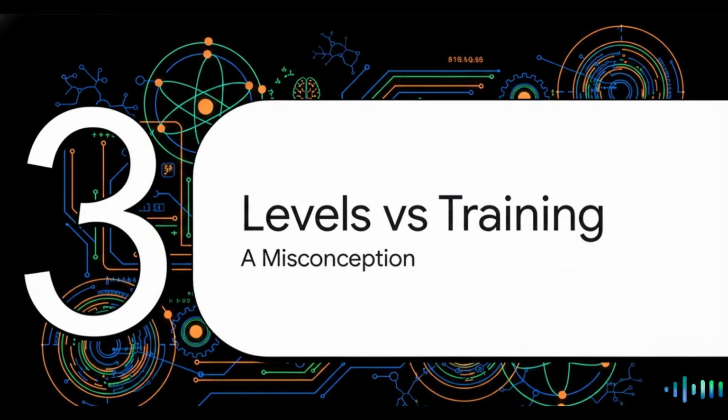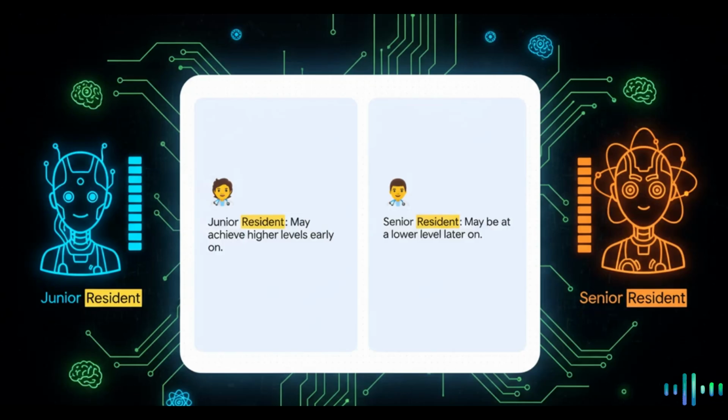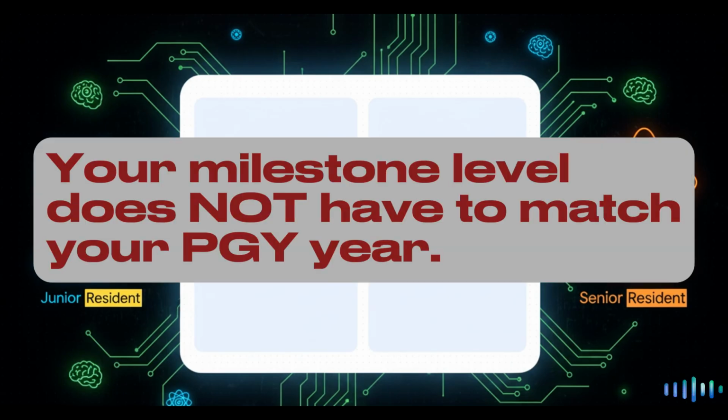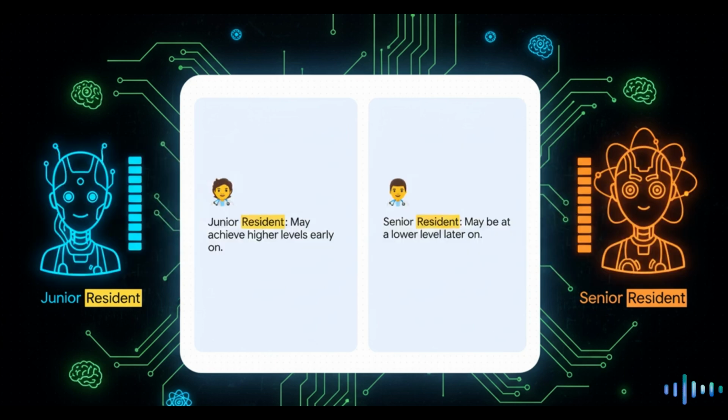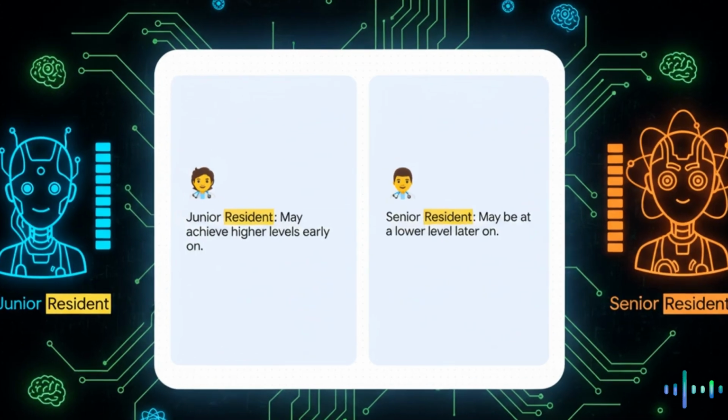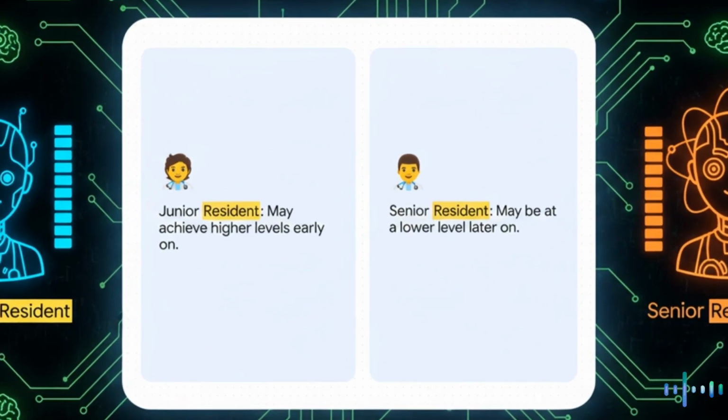All right, Section 3, levels versus training years. This is a big one. We need to be crystal clear about something here. Your milestone level does not automatically match your postgraduate year of education. You aren't just magically expected to be a level 1 in PGY1 and a level 2 in PGY2. It doesn't work like that. Depending on your previous experience, a junior resident might actually hit higher levels really early on in certain subcompetencies. On the flip side, a senior resident might find themselves at a lower level in a super specific skill later in their training, and that's totally fine.